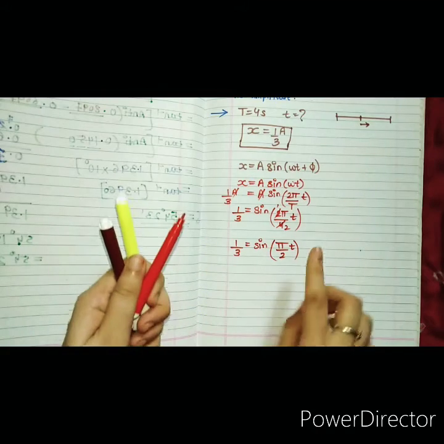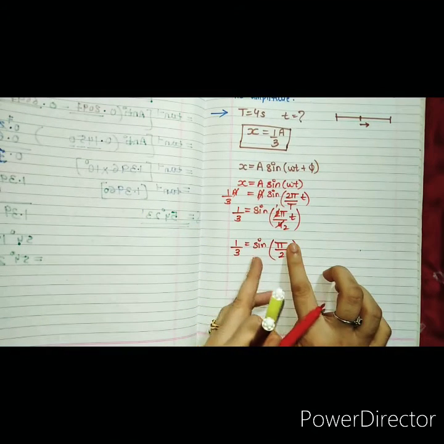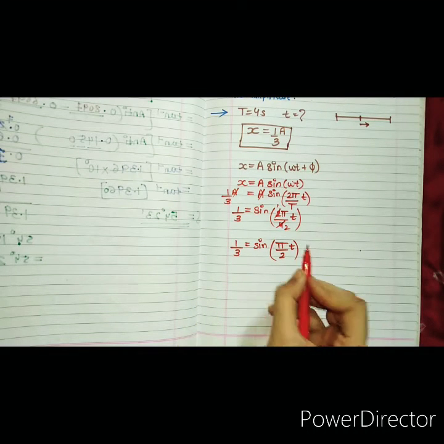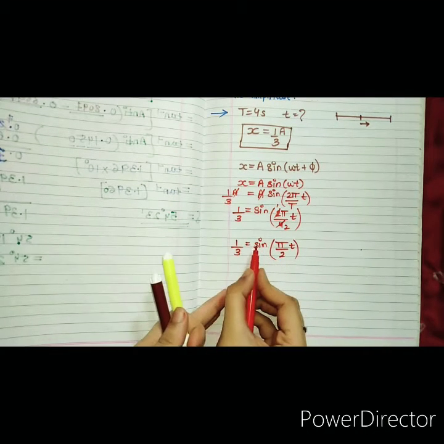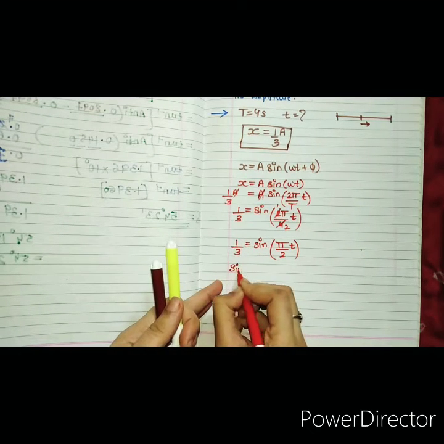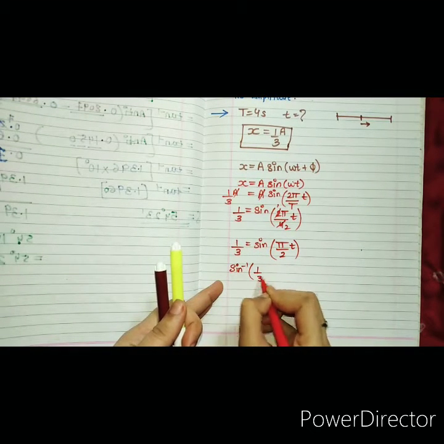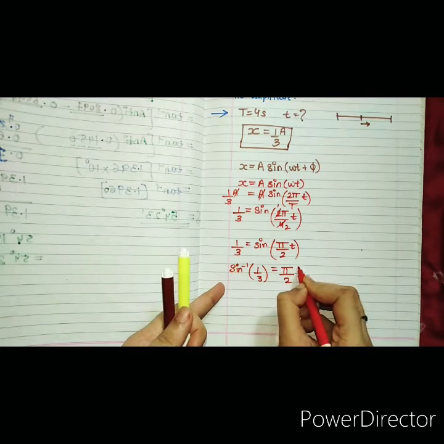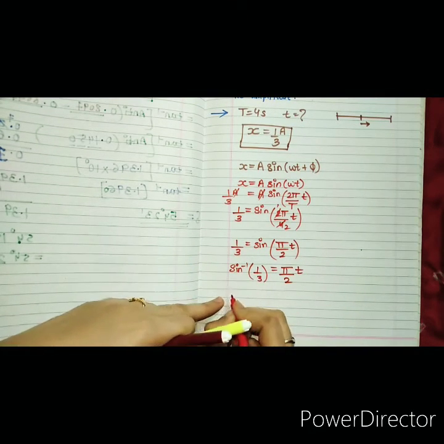What students will do is write this t outside the bracket and write sine pi by 2 as 1. We will not do that because we also have small t with sine. So what will we do? We'll take this sine towards the left hand side and that will become sine inverse of 1 by 3. So what remains on the right hand side? That is pi by 2 t. Now sine inverse of 1 by 3.